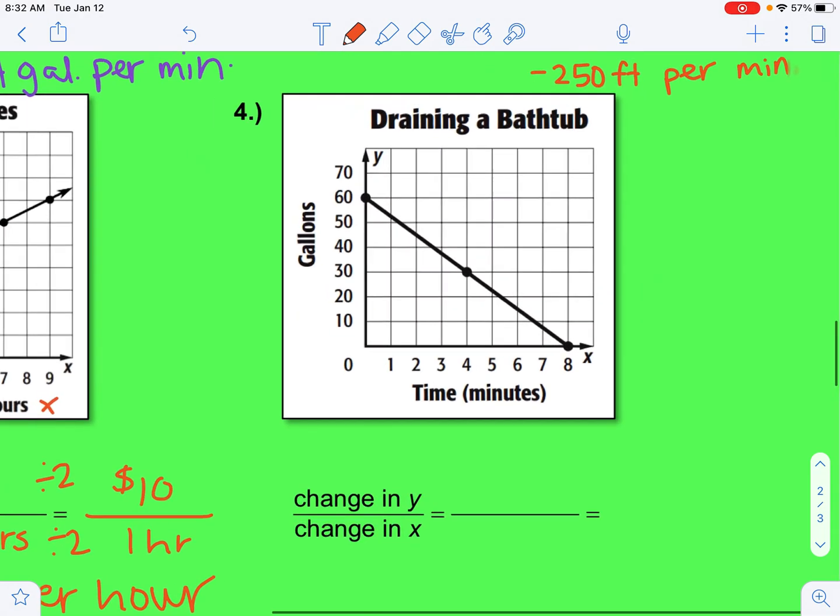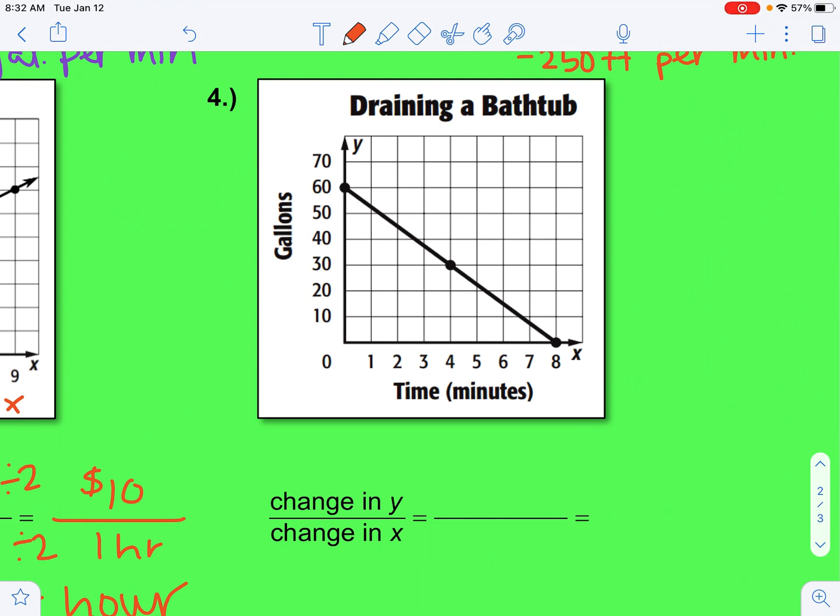Awesome. And our last one, we're talking about draining a bathtub. So we're talking about the time in minutes, which is our X, and the number of gallons, which is our Y. So let's start with our Y value. Our first dot we see is at 60. And our second dot is over here at 30. So from 60 to 30, our numbers are going down. How much are they going down? Right, they're going down 30. So we're talking about a negative 30 gallons.